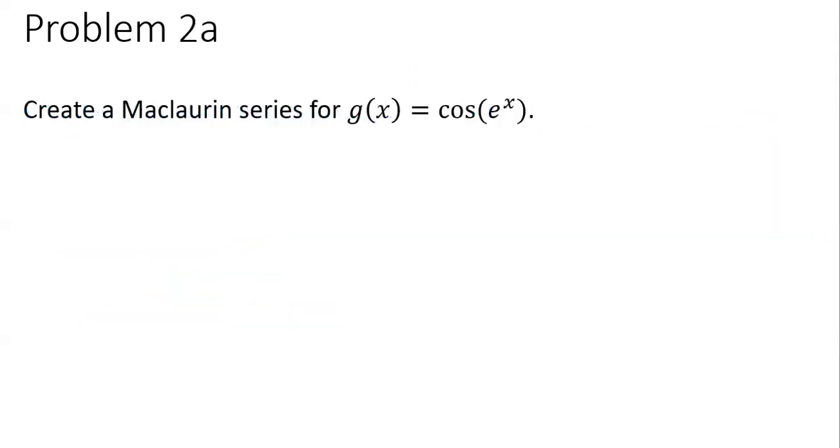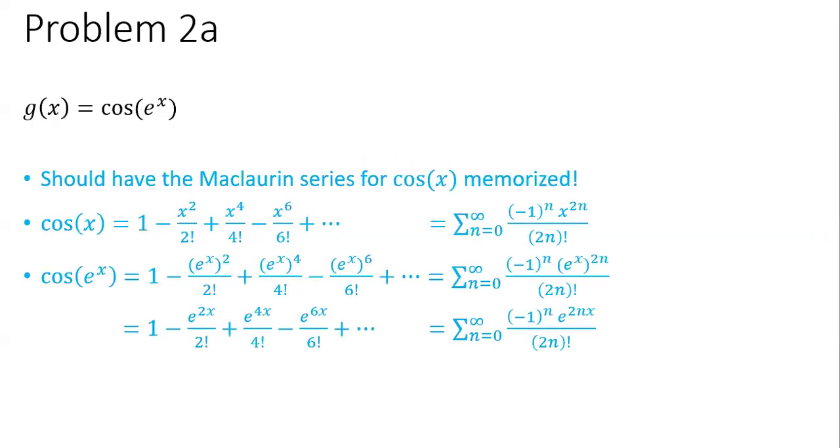Problem 2a, create a Maclaurin series where g of x is cosine of e to the x. So go ahead and try this on your own first. It's a very typical problem, even for a typical college calculus class. So we should have the Maclaurin series for cosine of x memorized. This is the easiest way to go about it. Just have it memorized, either the expanded form or the closed summation form, the closed form in the summation notation.